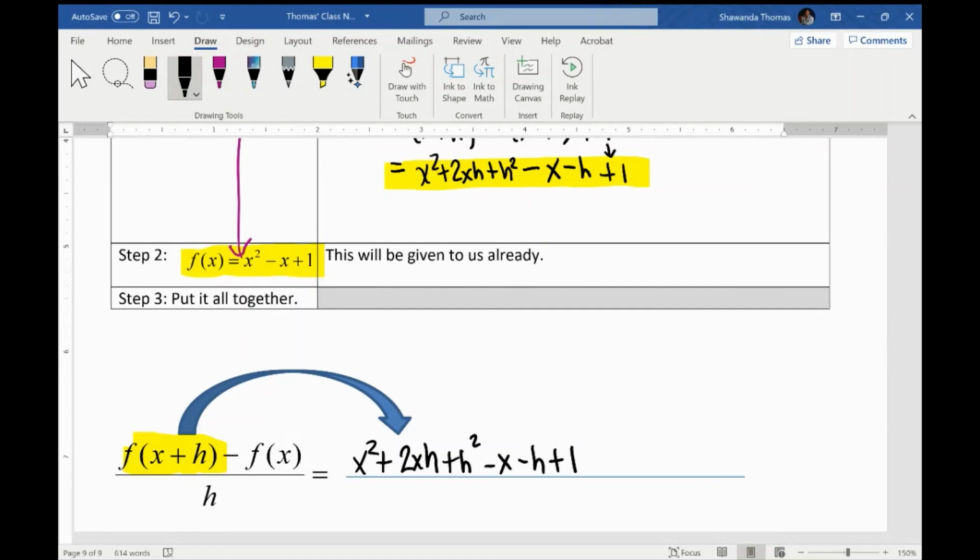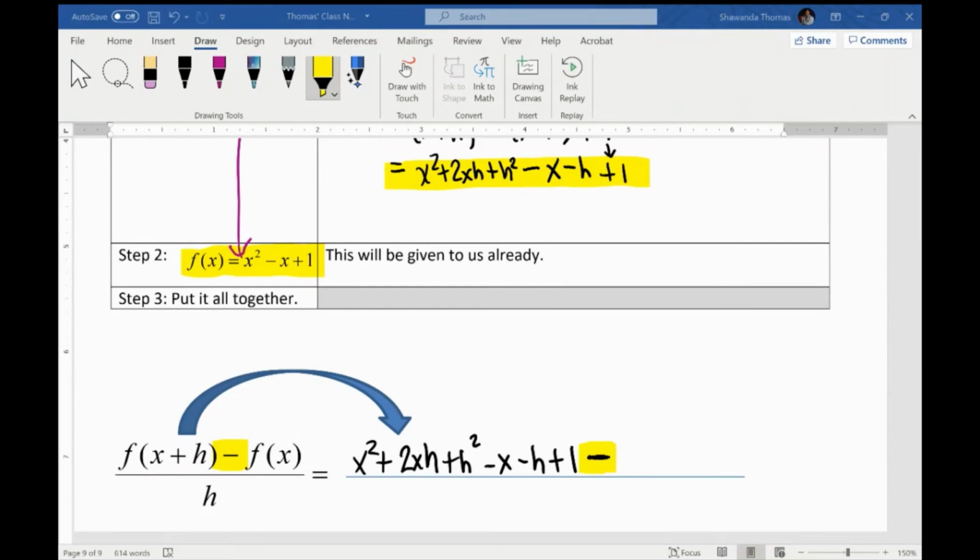All right. We're following the formula. We did the f of x plus h. Now we got a minus. So I'm going to write the minus right here. That's our minus. What goes next?